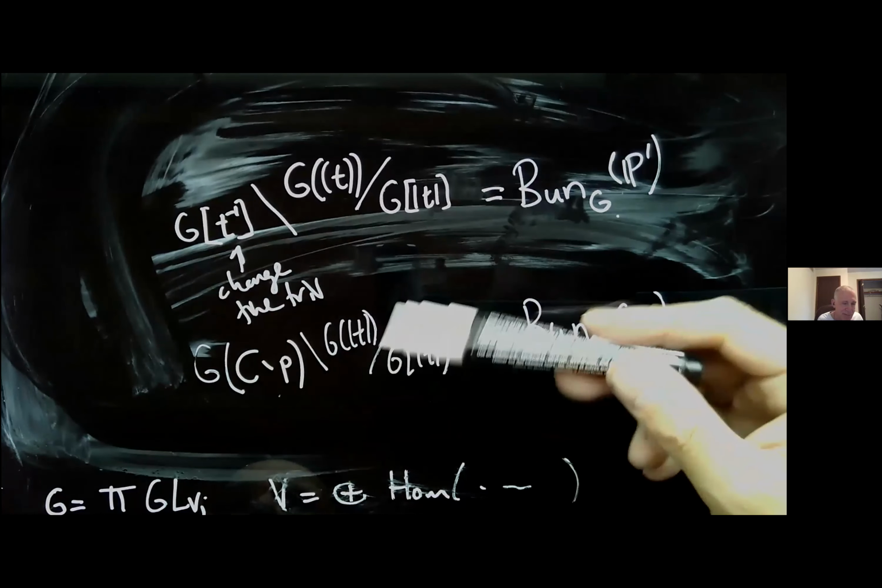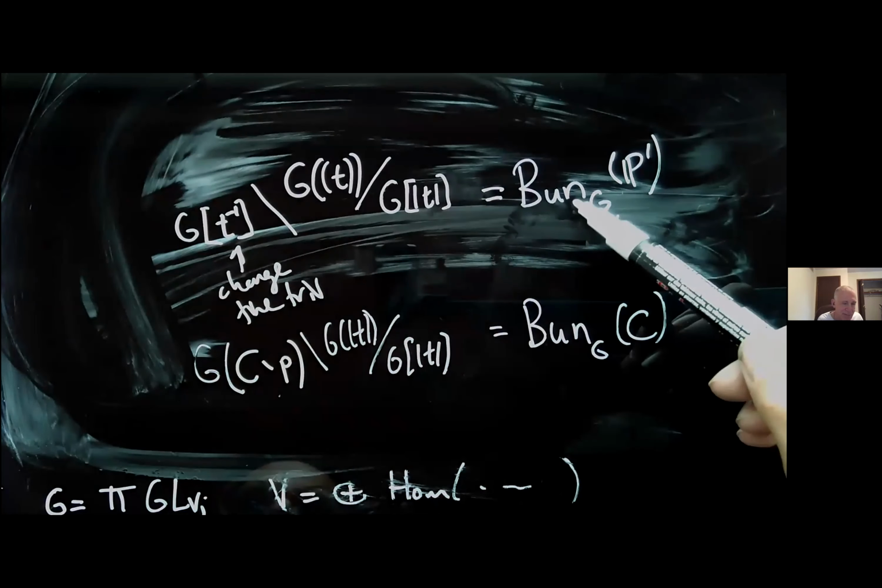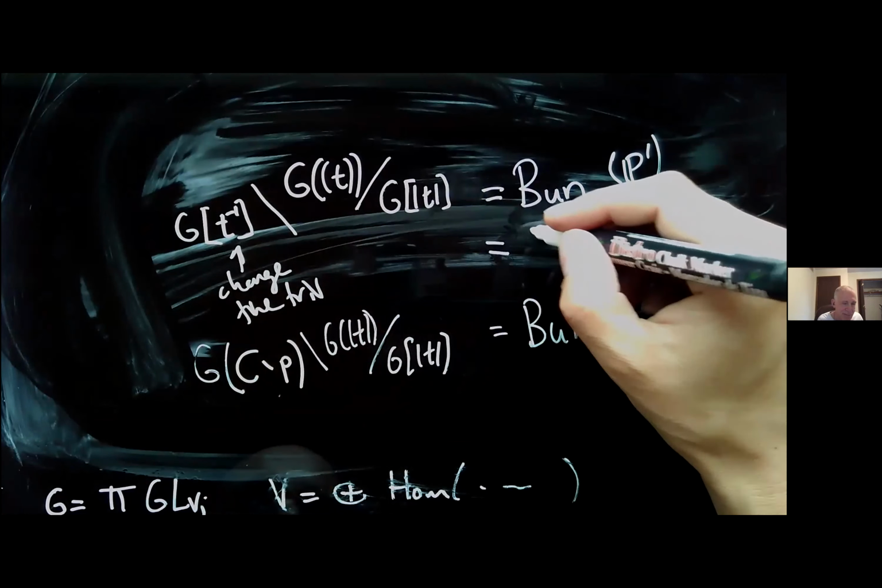But on P1, it's relatively straightforward, and so the orbits of this group on the affine Grassmannian are the same as these G-bundles. And as I mentioned, this is the same as the co-weights.